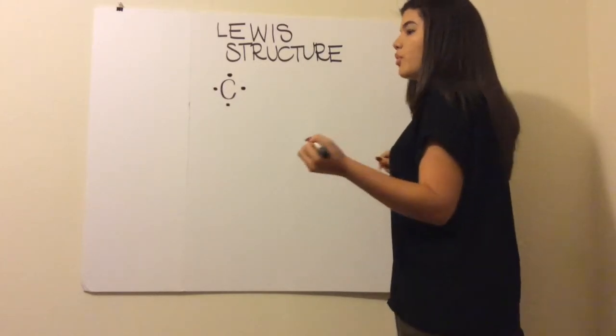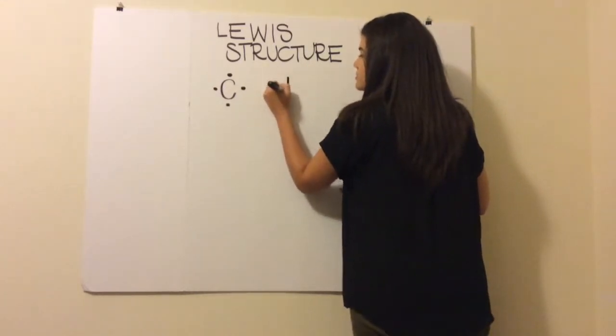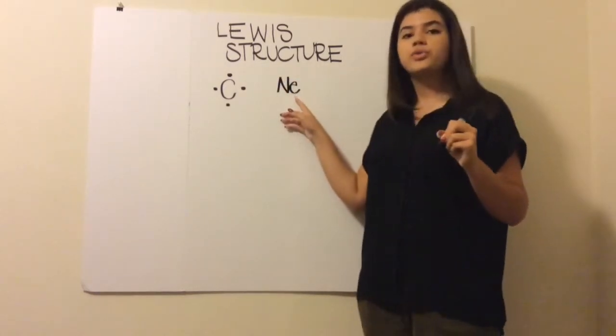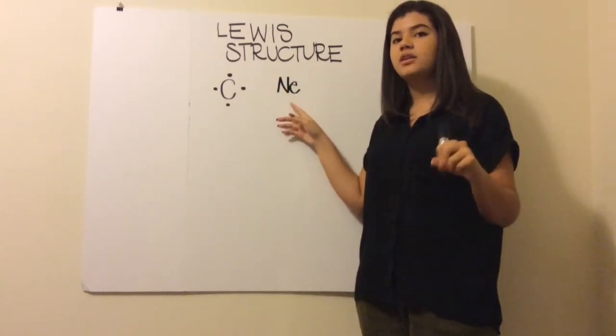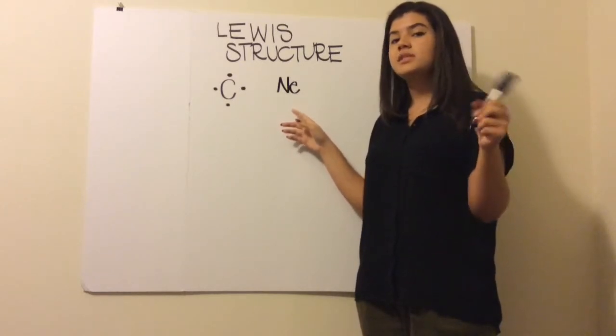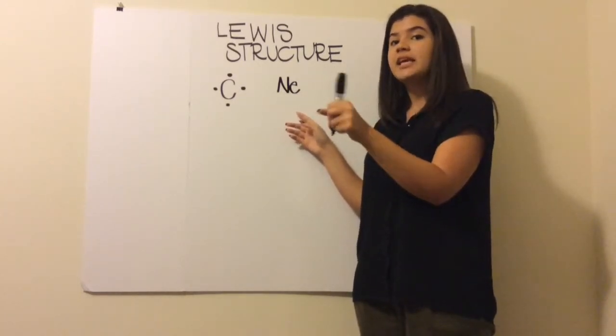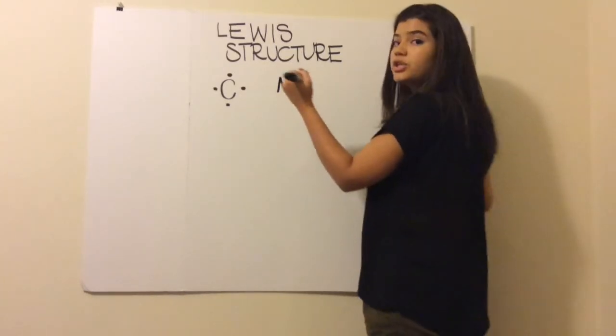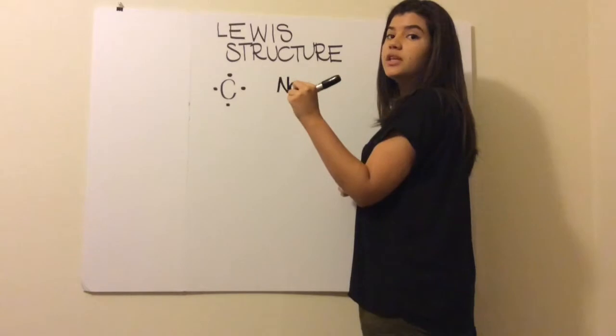A couple more might be neon. If you know your groups in the periodic table, you know that neon is a noble gas, which means it's in the last group, group number 8, which means it has 8 valence electrons. So we're going to draw 8 dots and complete what's called an octet.